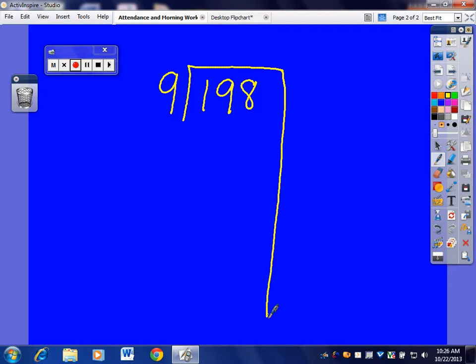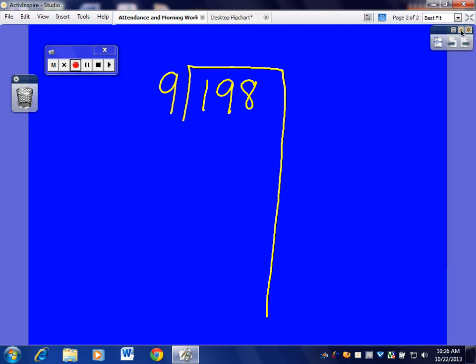Because if you look at this, 19, use that as your clue and think, how many times could 9 go into 19? 2 times. But we're not really talking about 2, we're talking about 20, right? So we are going to multiply 9 times 20. Remember, we box in the partial product here.